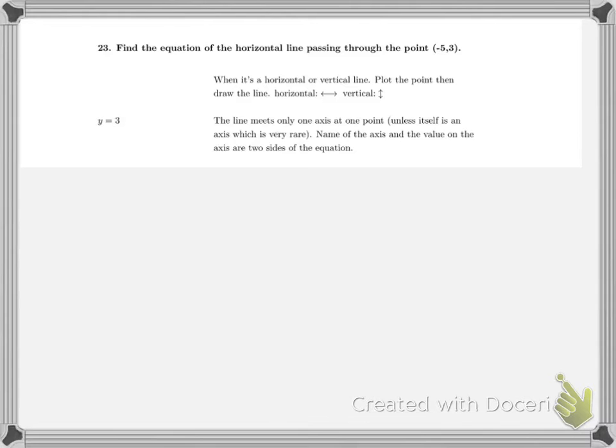So the next question is horizontal line or vertical line. Horizontal line or vertical line are special cases because they only have one intercept, not two. You either have an x-intercept or a y-intercept, only one intercept.